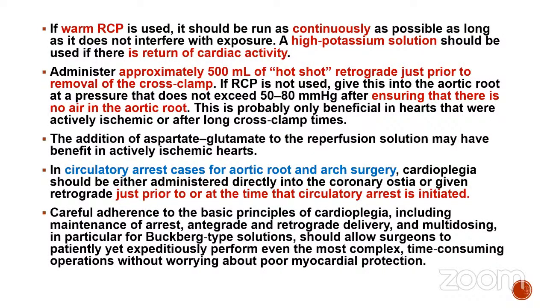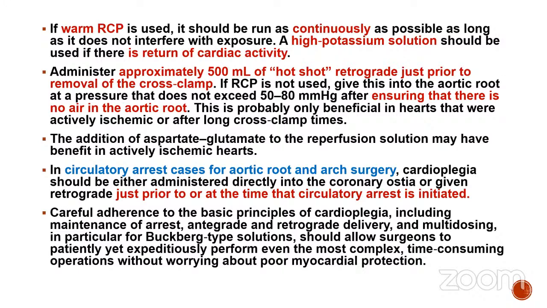If warm retrograde cardioplegia is used, it should be run as continuously as possible as long as it does not interfere with exposure. A high potassium solution should be used if there is return of electrical activity. Administer approximately 500 ml of hot shot retrograde just prior to removal of the aortic cross-clamp.